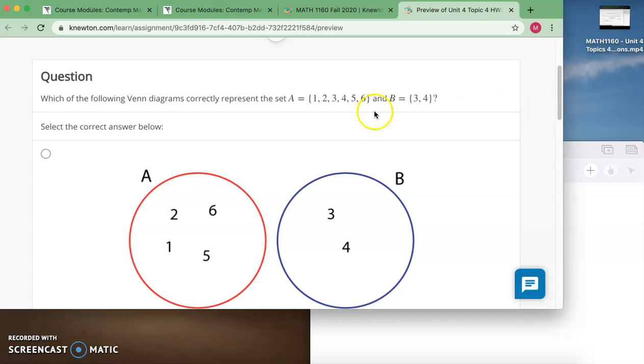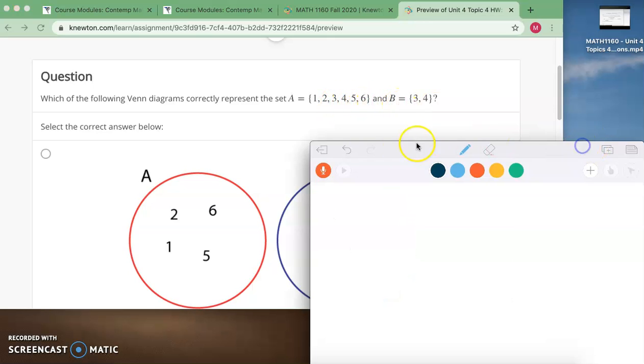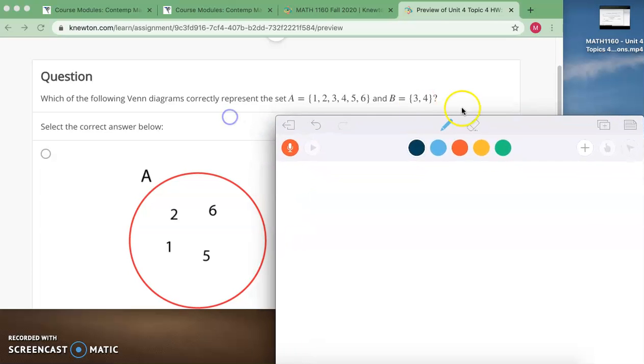The set A equals 1, 2, 3, 4, 5, 6, and B equals 3 and 4. Well, before we look at the options, let's draw our own Venn diagram that represents those sets and their intersection. So let's start with our rectangle.